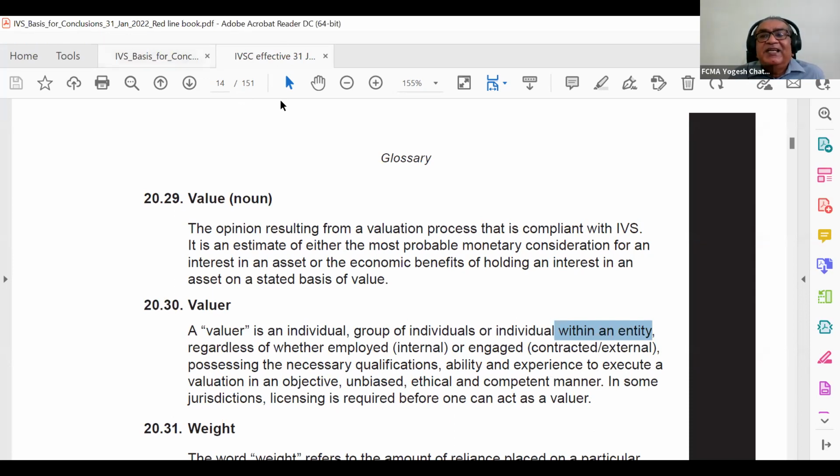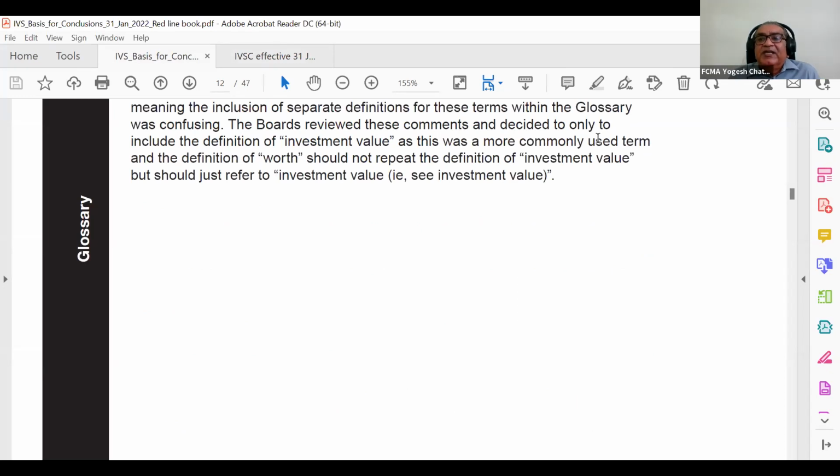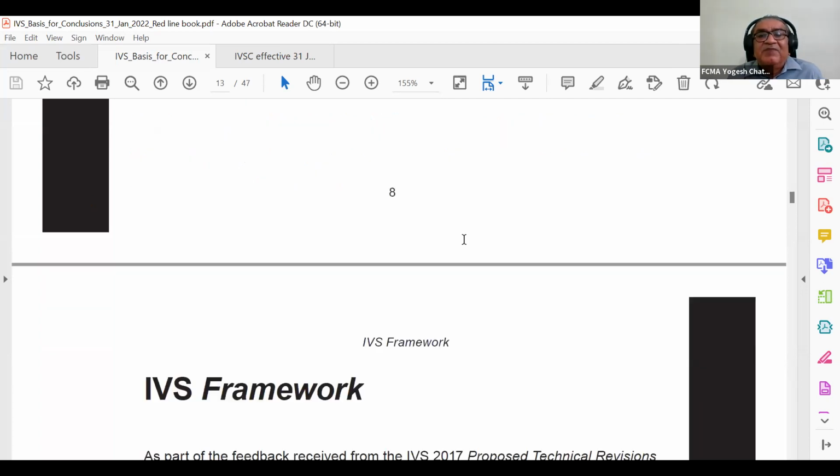As for the nitty-gritty of how his independence will be ensured, that is a means that should be worked out between the valuer and the employer. So we will not go further into it, sir. Otherwise, we will miss many important areas.